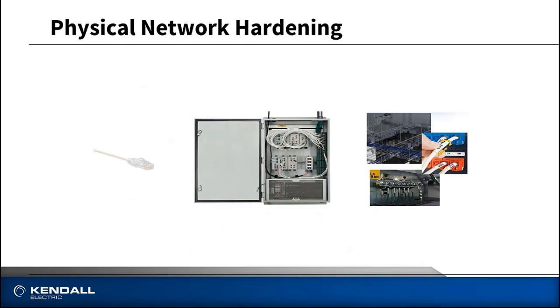Physical network hardening can be as simple as using the right patch cable. There are keyed patch cables. Military has been using them for years. And these keyed patch cables will only fit into a certain keyed port. This is designed to keep people from putting the wrong patch cable in the wrong patch panel at the wrong time. Many of these keyed patch cables are also color coded. So that is one form of network hardening.